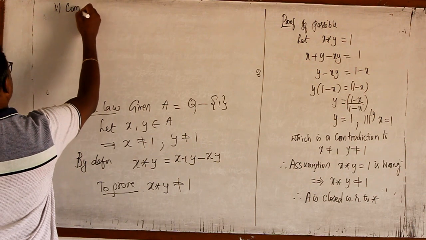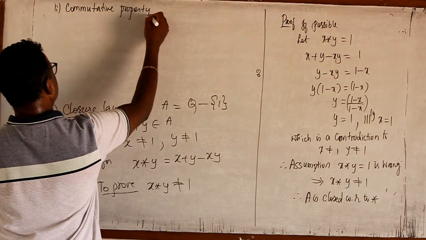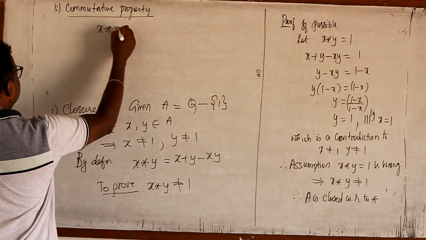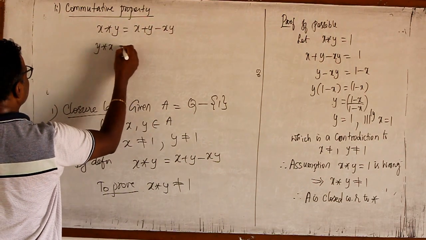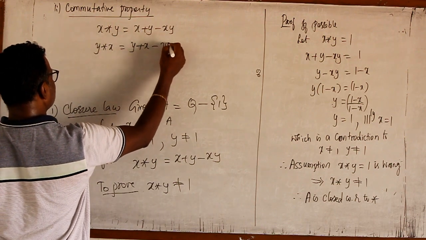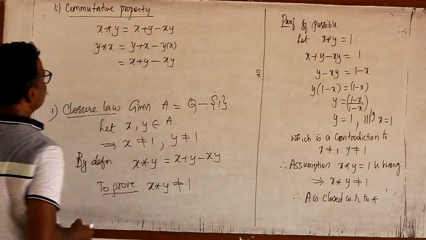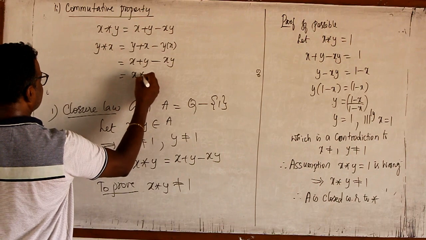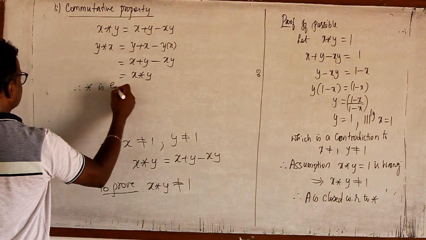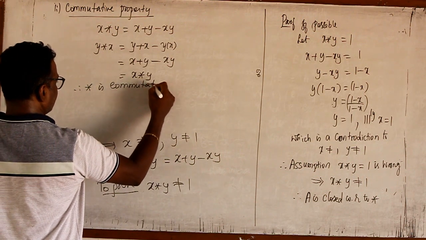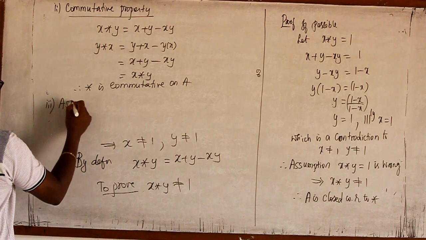Second one, commutative property. x star y, by definition, is x plus y minus xy. Then y star x will be y plus x minus y into x. Shall we write this as x plus y because addition is commutative? Shall we write yx as xy because multiplication is commutative? This is x star y. So y star x equal to x star y. Therefore, star is commutative on A. Third, associative property.